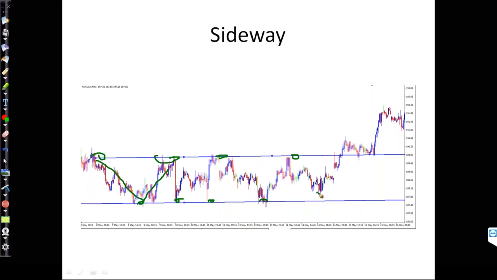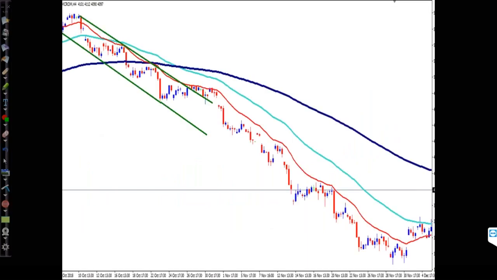Support. Here also support. So once they break this support, price just retraces toward this resistance, and this resistance now acts like a support. Have you seen? This is our entry point, right? So this is a sideway. So let's see now some combination, right? How to combine in this market?